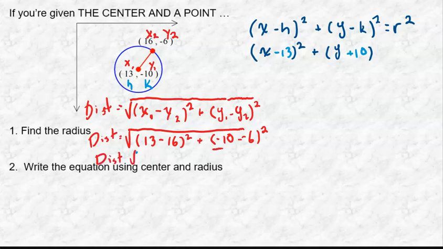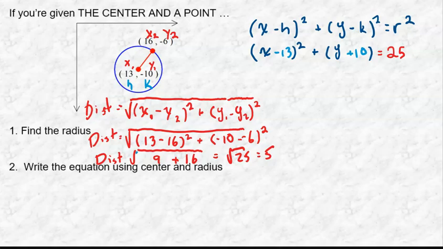So I'm just going to do this longhand here. I'm going to get 9 plus 16, which then, whoops, didn't mean to delete that, is going to give me the square root of 25, which is then 5. So my radius squared is 25. That is one solution, one way to handle this problem.